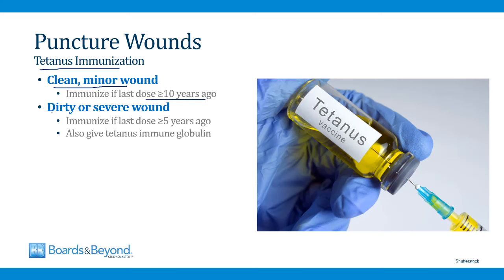If, however, the wound is dirty or severe, then the patient should be immunized for tetanus if their last dose was more than 5 years ago, and then also patients with dirty or severe wounds should receive tetanus immune globulin. These are antibodies against the tetanus bacteria that provide passive immunization.